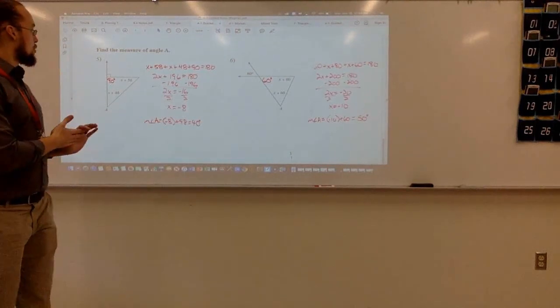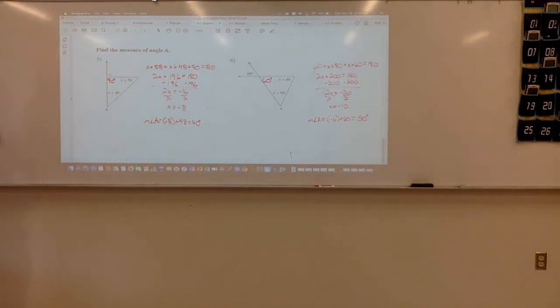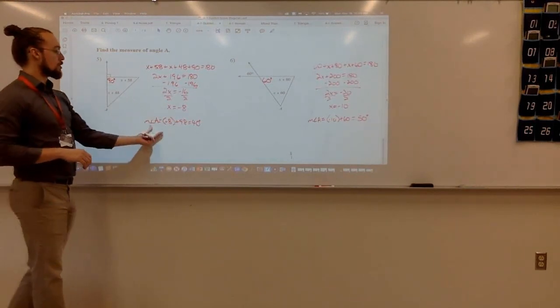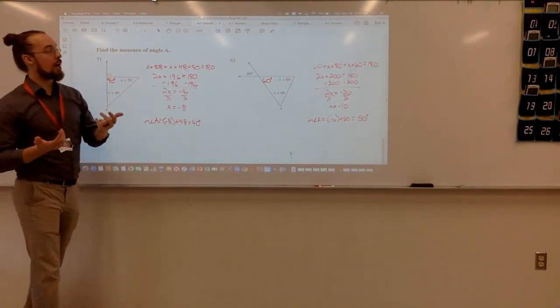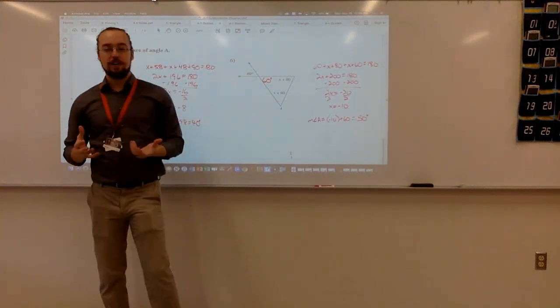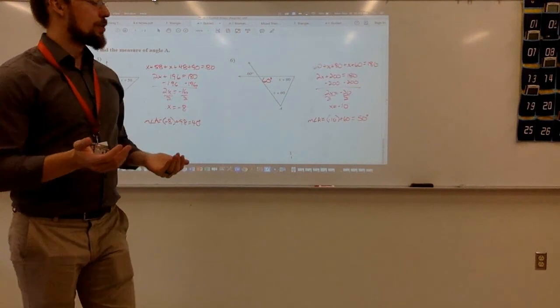The answers for numbers 5 and 6 are up here. Okay, I think we should get x equals -8, and then the measure of angle A is 40 for number 5, and x equals -10. Therefore, the measure of angle A is 50 for number 6.